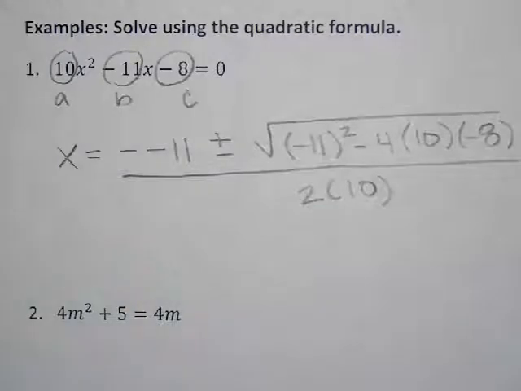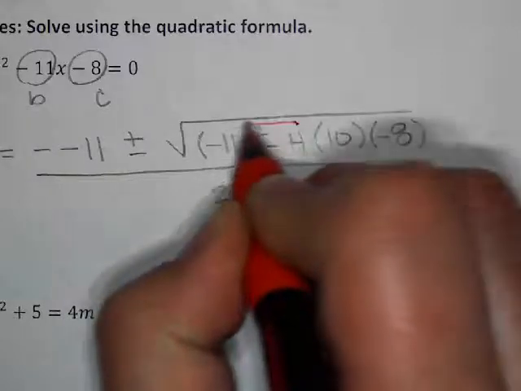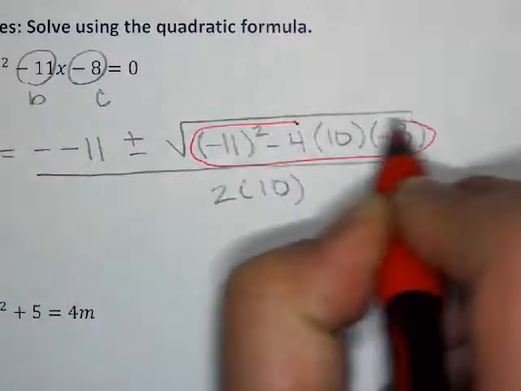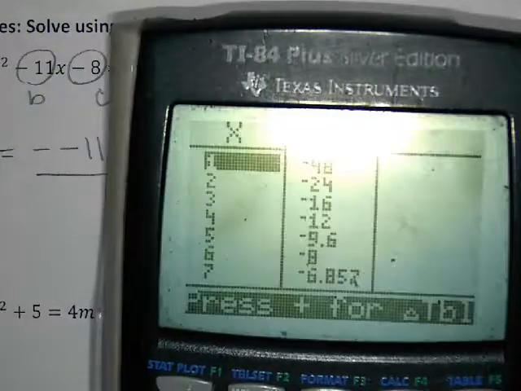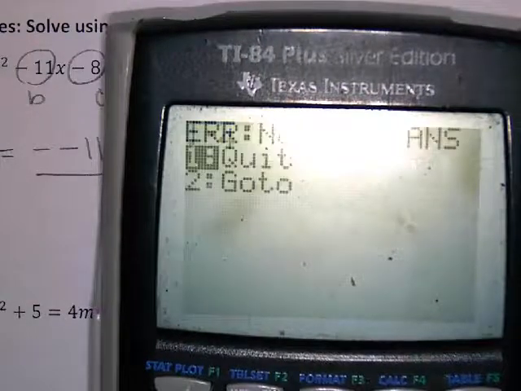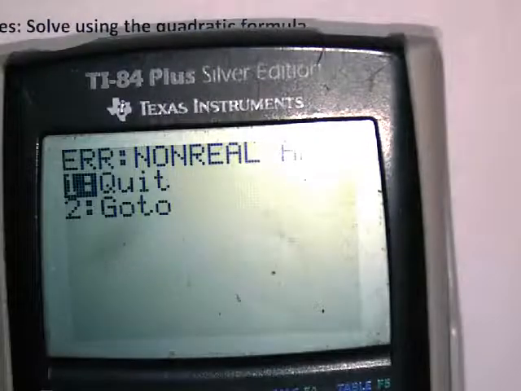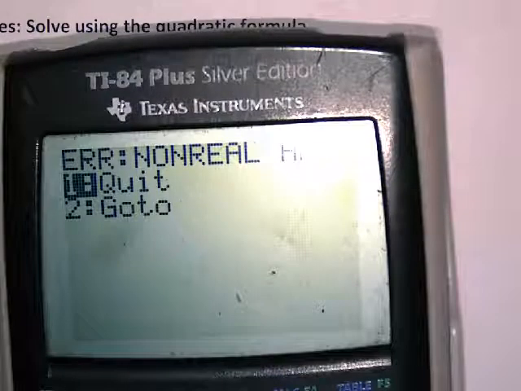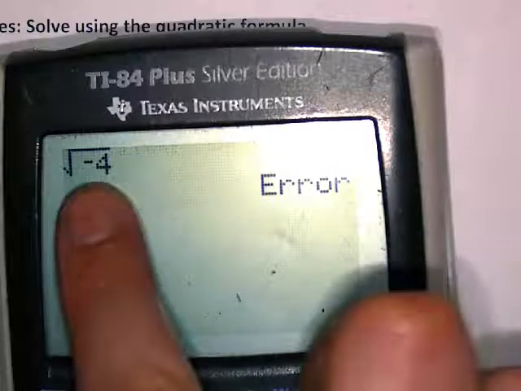Okay, so what I always do first when I am plugging this into a calculator is I figure out what the discriminant is, because if you guys remember, when you take the square root of a negative, your calculator doesn't like that. So I'll just go ahead and show you. If I try to take the square root of negative 4, my calculator is not going to tell me 2i, even though I know that's what it is. My calculator is just going to tell me I have a non-real answer. So my calculator has a hard time with these. So if I wanted to find that, I'm going to have to do that by hand.